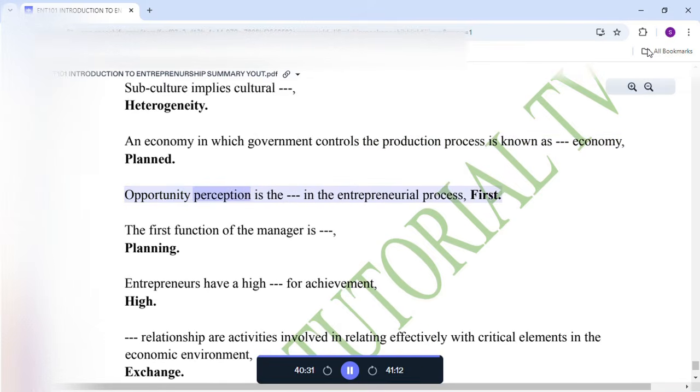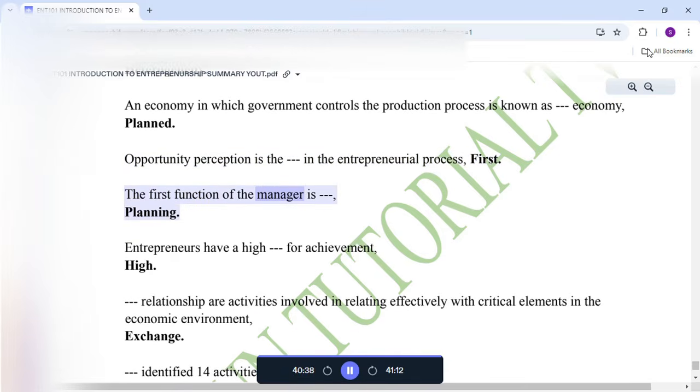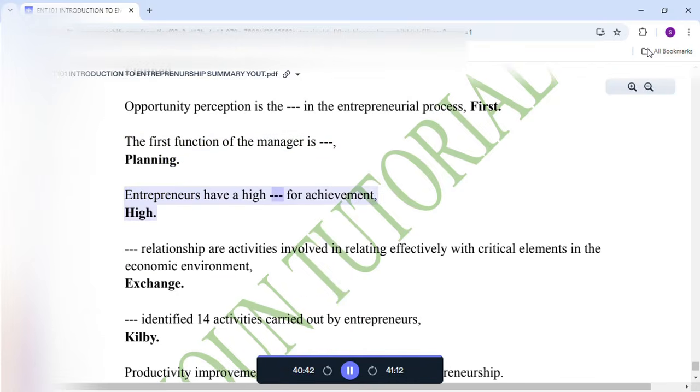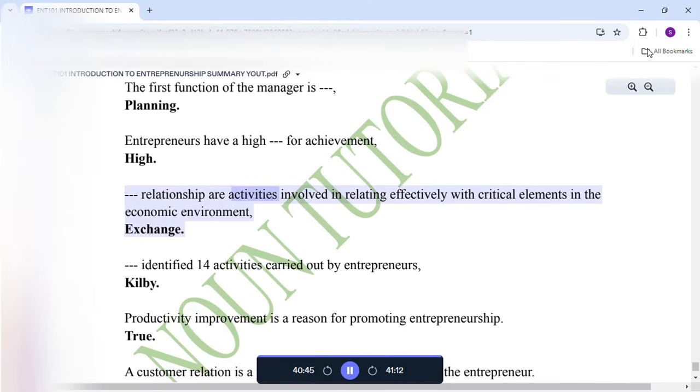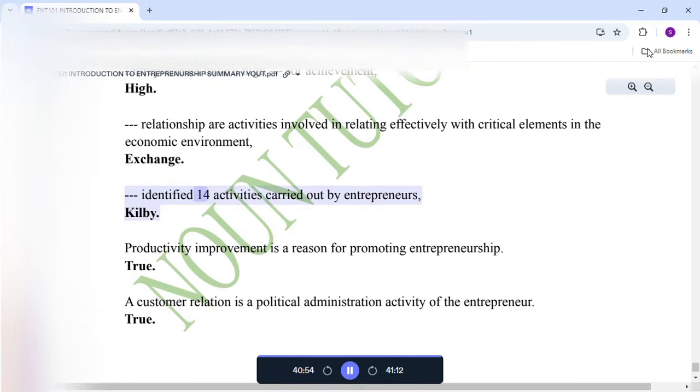Opportunity perception is the first in the entrepreneurial process. The first function of the manager is planning. Entrepreneurs have a high need for achievement. Exchange relationship are activities involved in relating effectively with critical elements in the economic environment. Kilby identified 14 activities carried out by entrepreneurs.